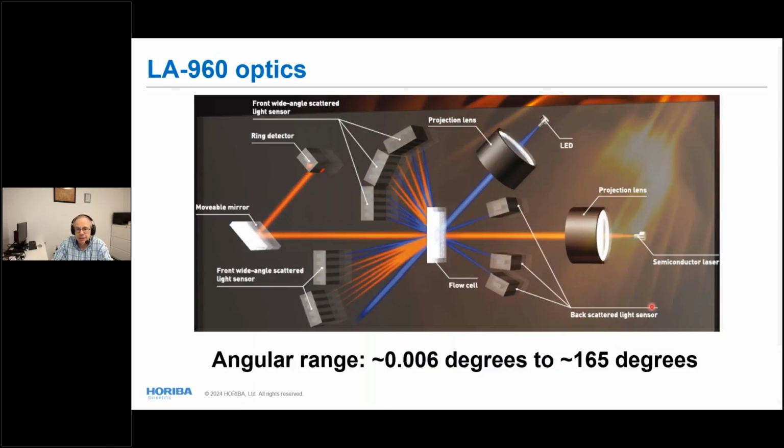The LA-960 has some pretty sophisticated optics. We have two light sources with two different wavelengths and a very broad angular range from 0.006 degrees to about 165 degrees, which lets us get from the largest particles, which tend to have all the scattering excitement at small angles, to the smallest particles, where you want to make sure you have that wide angle scattering data as well.